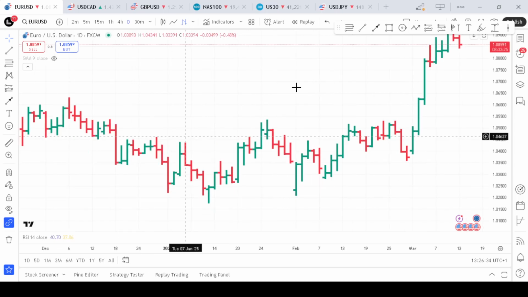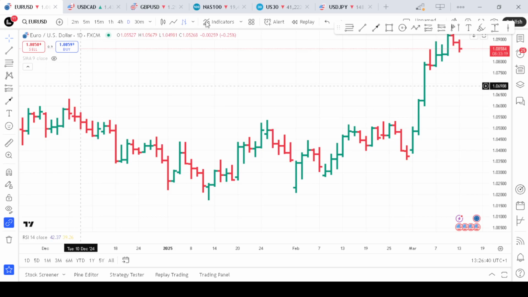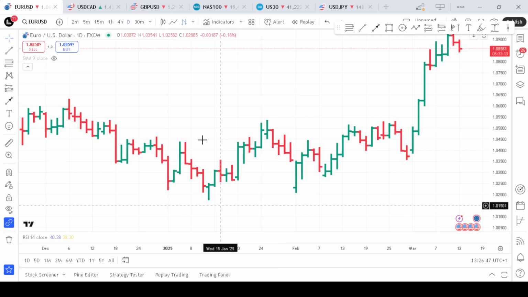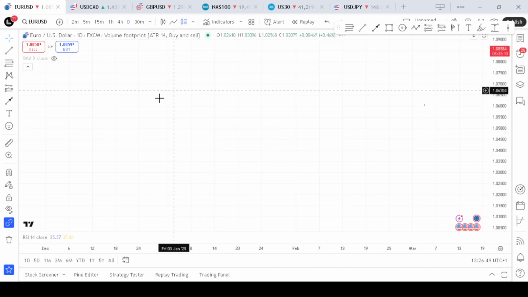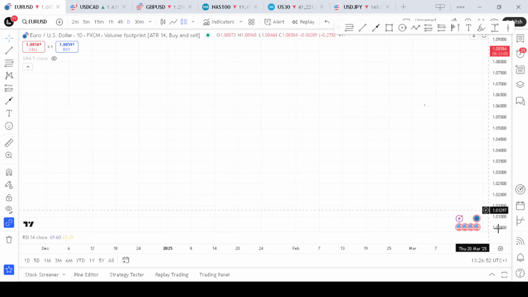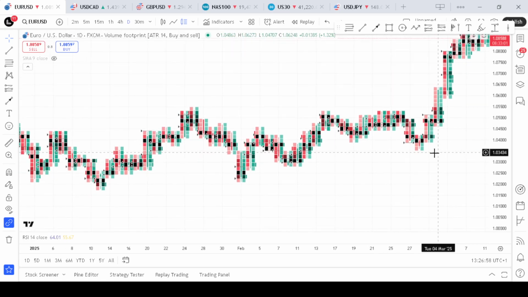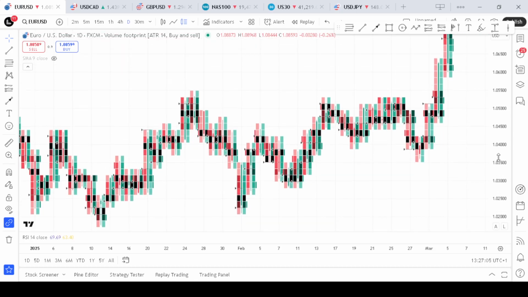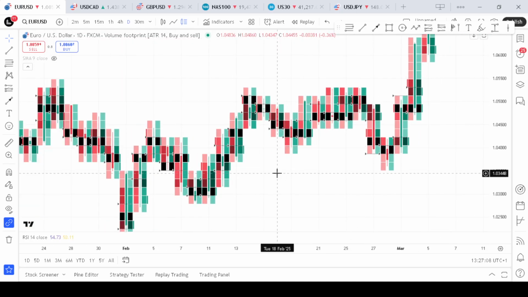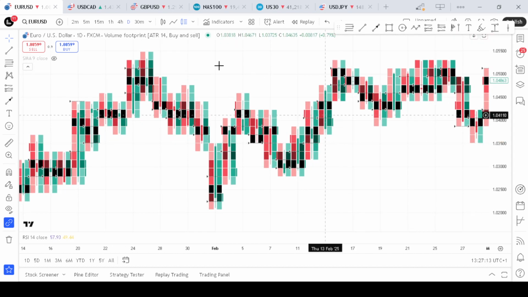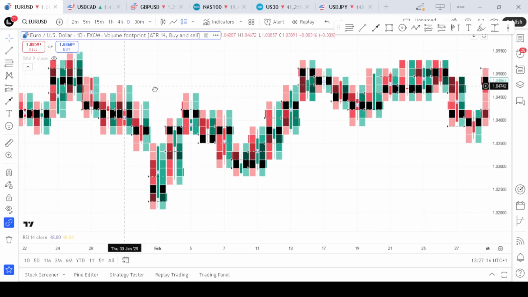The fourth chart pattern we are going to talk about is the volume footprint chart pattern. If you change your chart to the volume footprint chart, as you can see on the chart, this represents one of the most advanced charting tools available in TradingView. It offers traders unprecedented insight into market dynamics.